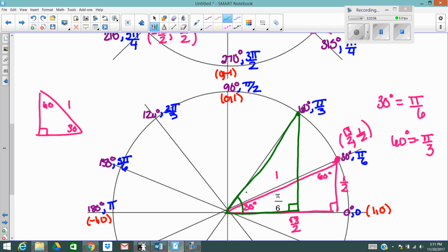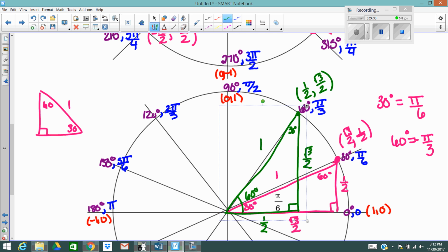Now my next angle, 60 degrees, or pi over 3, so now that's 60 degrees, so my 30-degree angle is up here, but my hypotenuse is still 1. So if my hypotenuse is 1, opposite my 30-degree angle is 1/2, and opposite my 60-degree angle is square root of 3 over 2. So cosine is adjacent over hypotenuse, so 1/2, and sine is opposite over hypotenuse, so square root of 3 over 2.